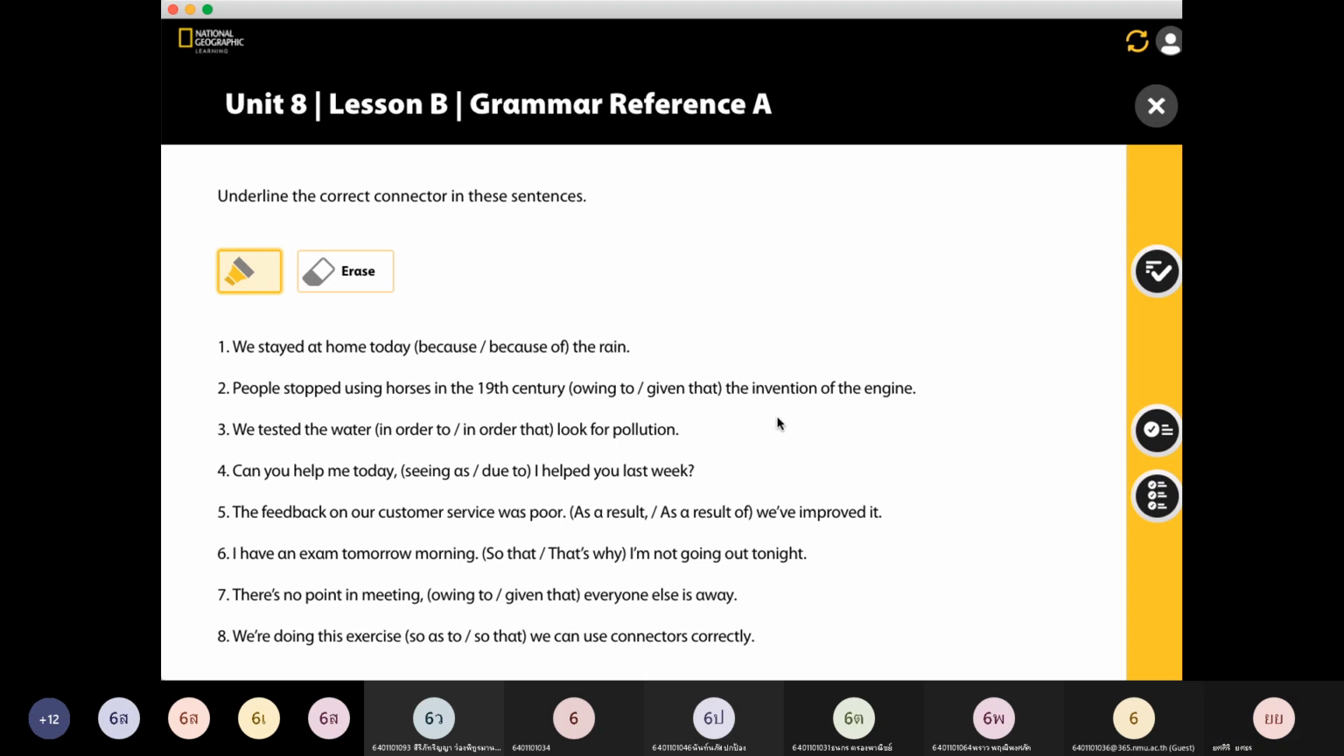Okay, so what do you think? What do you choose? Number one, because of. Okay, number one, because of. Number two, owing to. Two, owing to. Number three, in order to. Number four, seeing as.